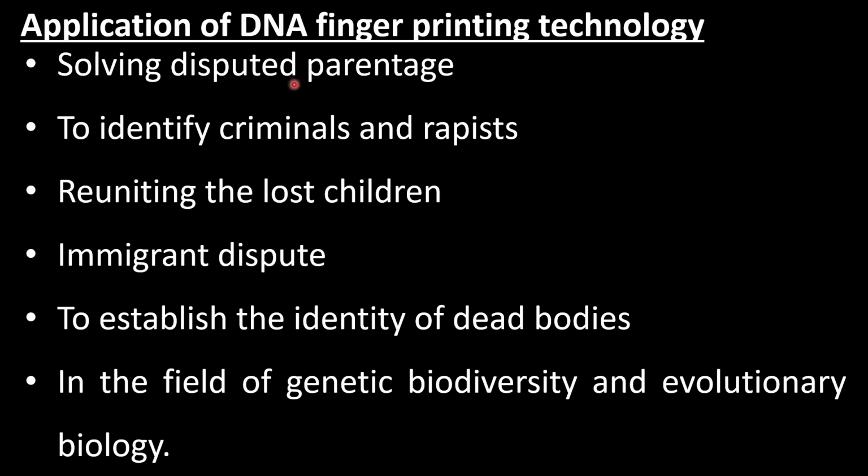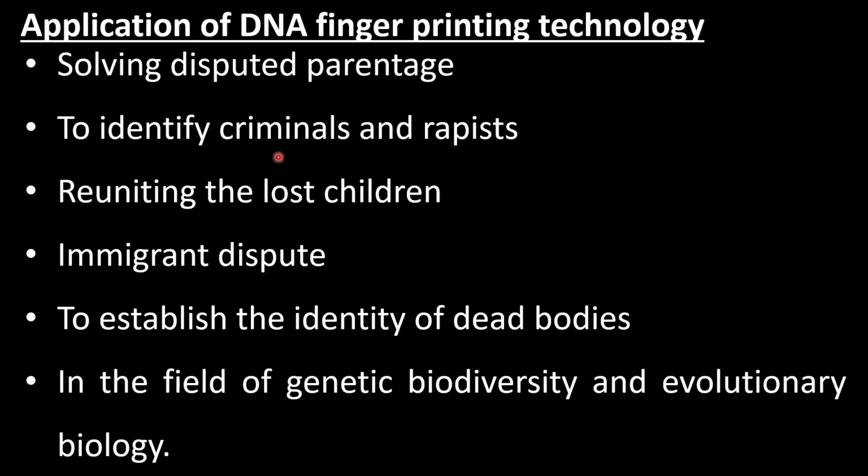The first one is solving disputed parentage. DNA fingerprints of a child, the mother and the suspected father are compared. The bands present in the child's fingerprint must be accounted for by those present in the mother's and father's fingerprints. First, the child's fingerprint is compared with that of the mother and their bands are marked. The remaining bands in the child's fingerprint must be present in that of the child's father. So to solve disputed parentage, the DNA fingerprint is very useful.